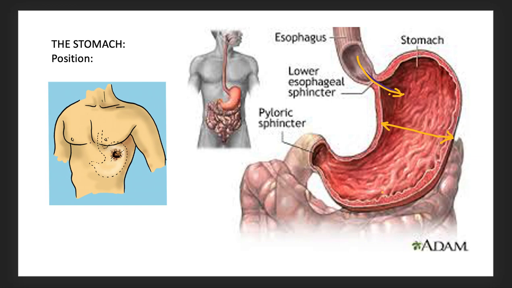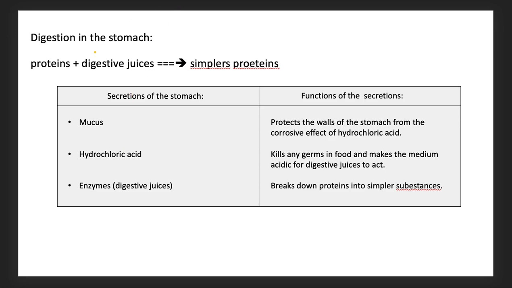Now the inner lining of the stomach secretes certain juices. Can you see this over here? That's the inner lining of the stomach, the inside wall of the stomach. It produces certain secretions, and why does it produce secretions? Again, to help in digestion. So, the secretions of the stomach: the walls of the stomach produce three main things: mucus, hydrochloric acid, and enzymes.